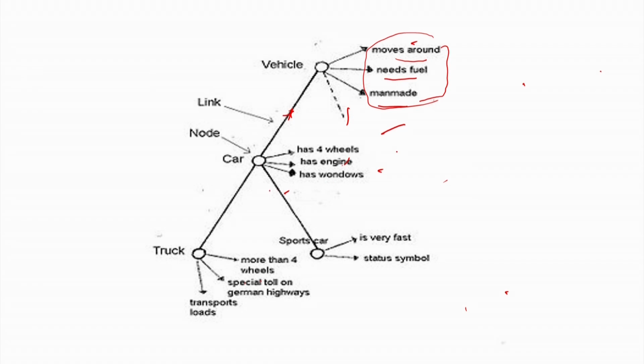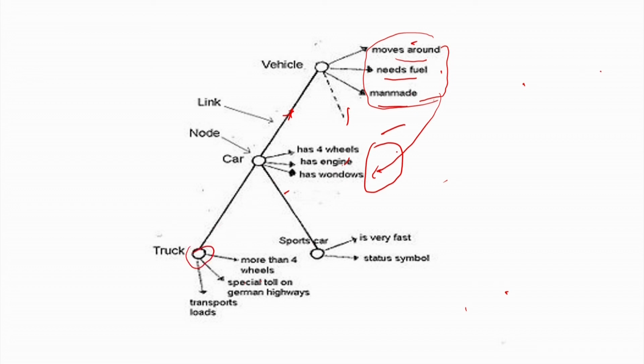When I talk about car, it also moves around, car also needs fuel, car also is man made, and it has four wheels, an engine and windows within the car node. But then all vehicles may not have four wheels, because a two wheeler is also a vehicle, so it may not have four wheels, but it moves around. So, these features are common to any item which is here, but features which are here may not be here. And so, four wheels, engine and window, and within the car then they have two more nodes.